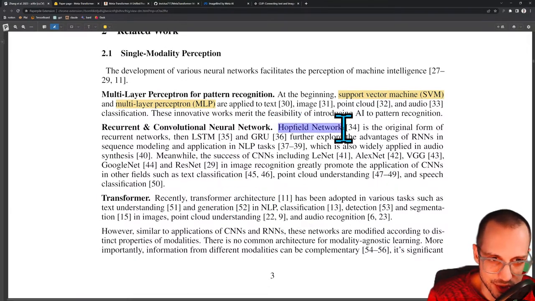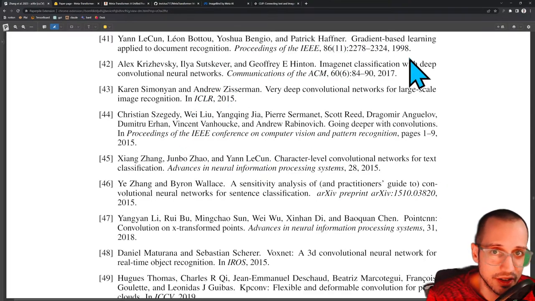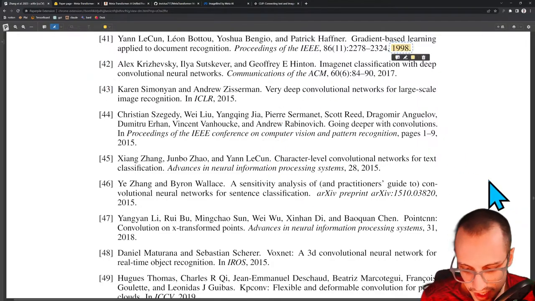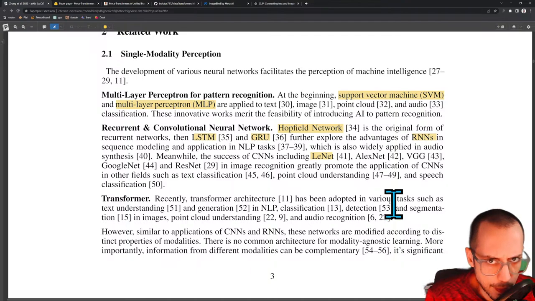Hopfield networks, also super old. LSTMs, very old. GRUs, very old. RNNs, very old. They're really starting all the way from the back. LeNet is actually the original Yann LeCun net. That's ancient as well. This is a 1980s paper. Yeah, 1990s paper. Okay, maybe I'm overstating the ancientness of this, but AlexNet, VGG, GoogleNet, ResNet, these are all kind of early vision models.